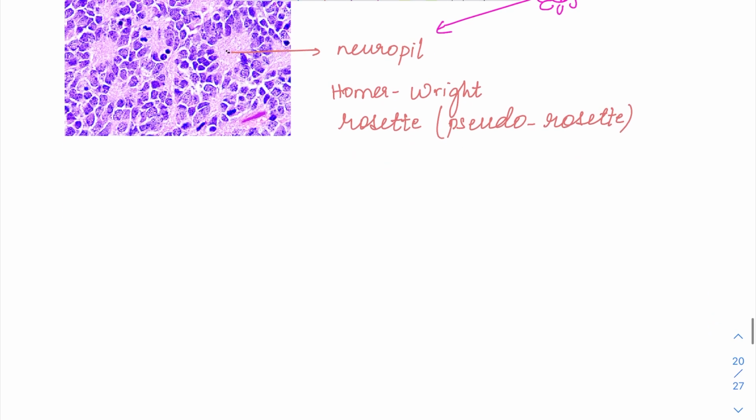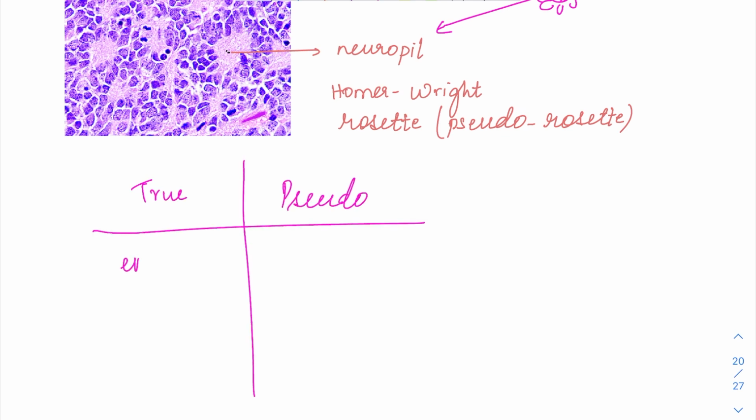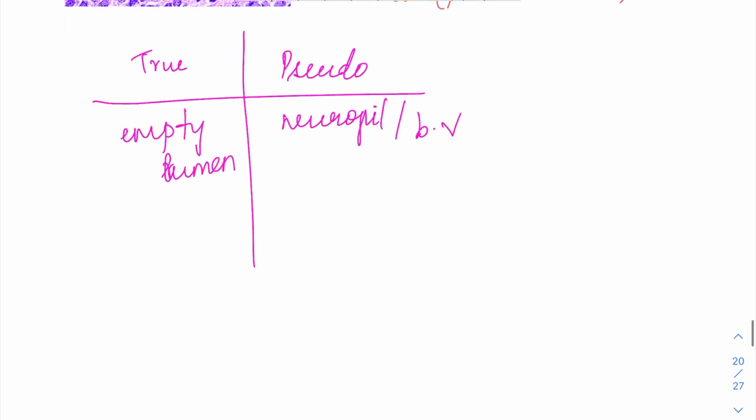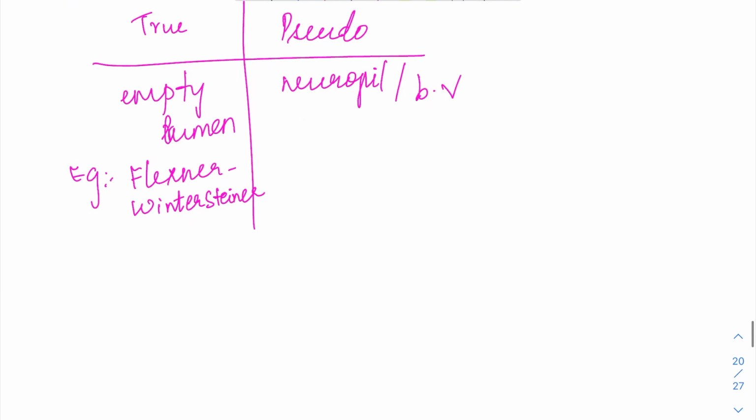We have two types of rosettes usually, a true rosette and a pseudo rosette. True rosette is one in which you are going to have an empty lumen. So empty lumen will be present in a true rosette, while in a pseudo rosette, there is something inside the lumen, be it a neuropil or a blood vessel. Examples of true rosettes are the Flexner-Wintersteiner rosette, which we all know was present in retinoblastoma. So retinoblastoma is an example showing Flexner-Wintersteiner rosettes, and that is an example of a true rosette.